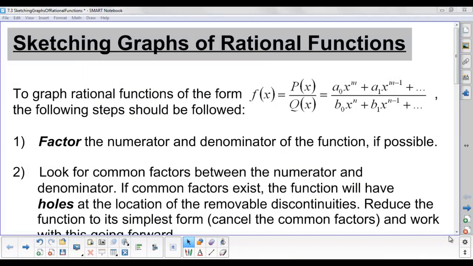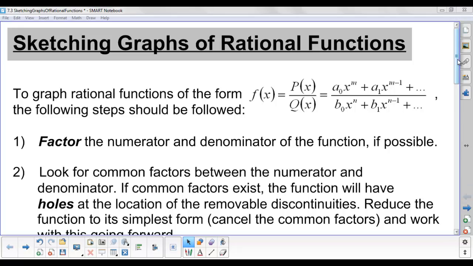Hey guys, and welcome to lesson 7.3, sketching graphs of rational functions. What we're going to do today is follow a set of steps, which I'll briefly go through here, and those steps will definitely help us graph these rational functions.